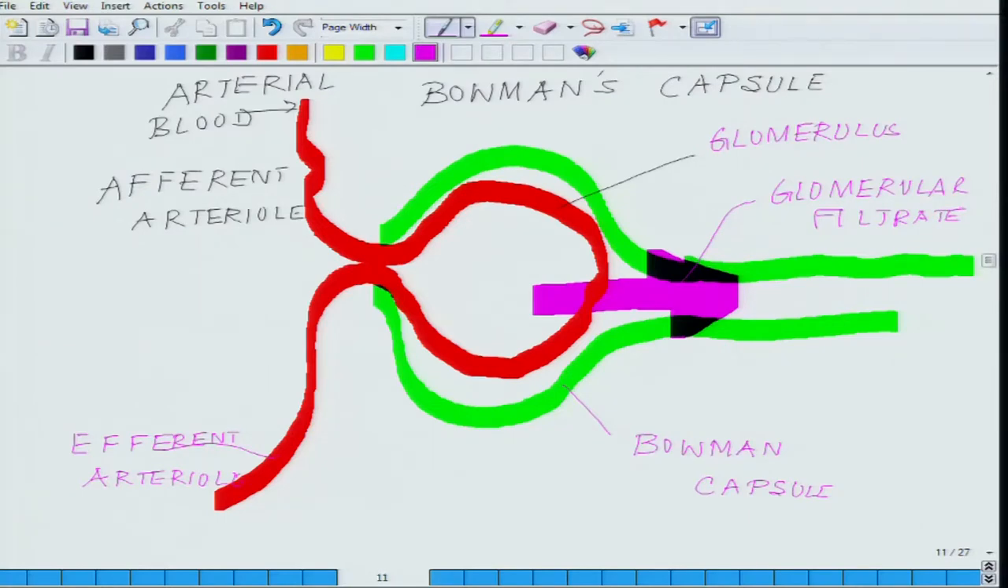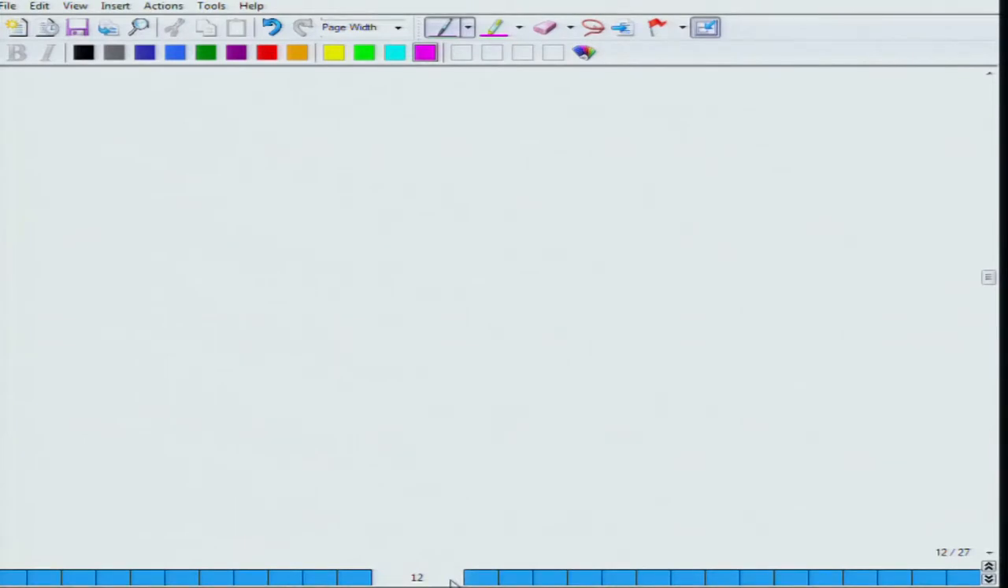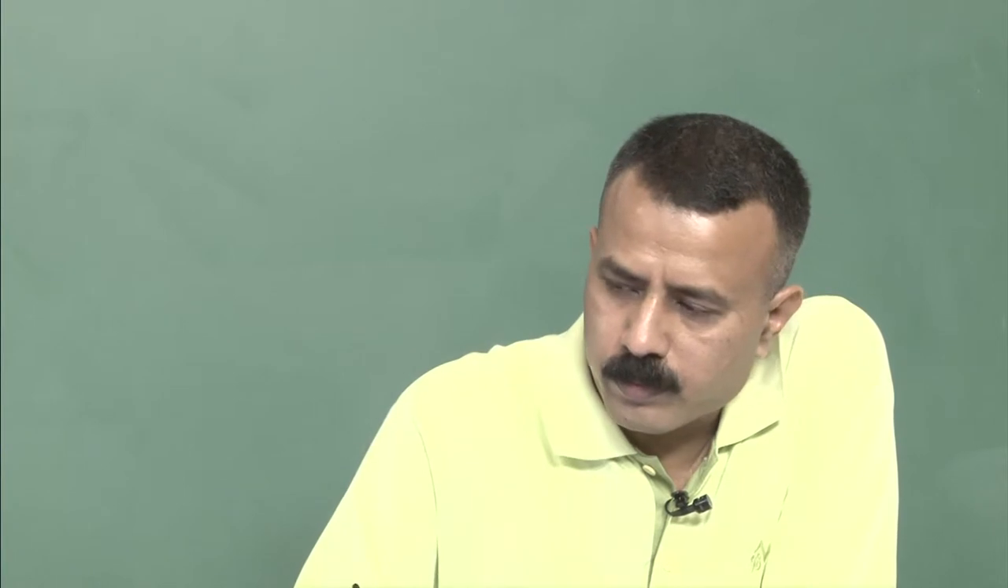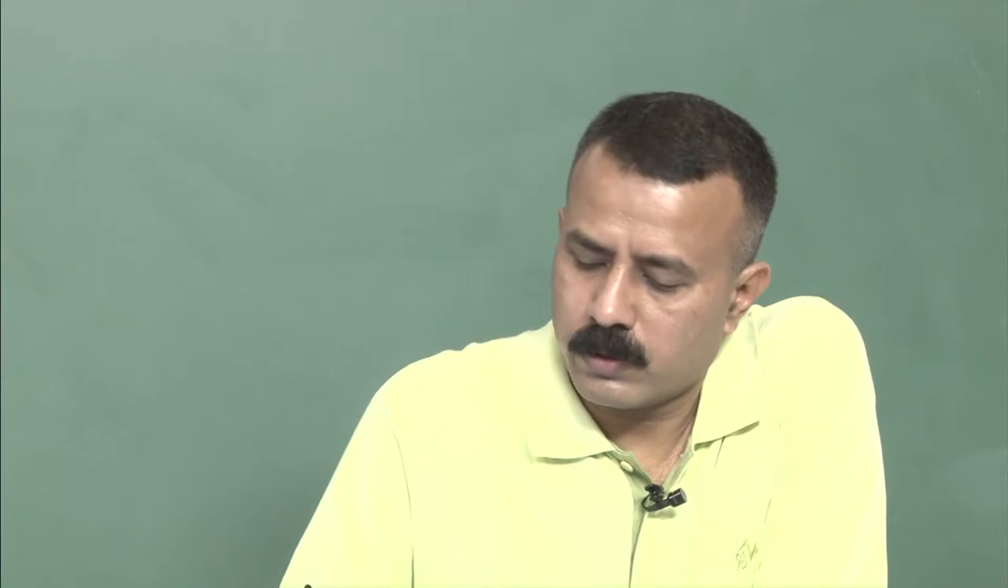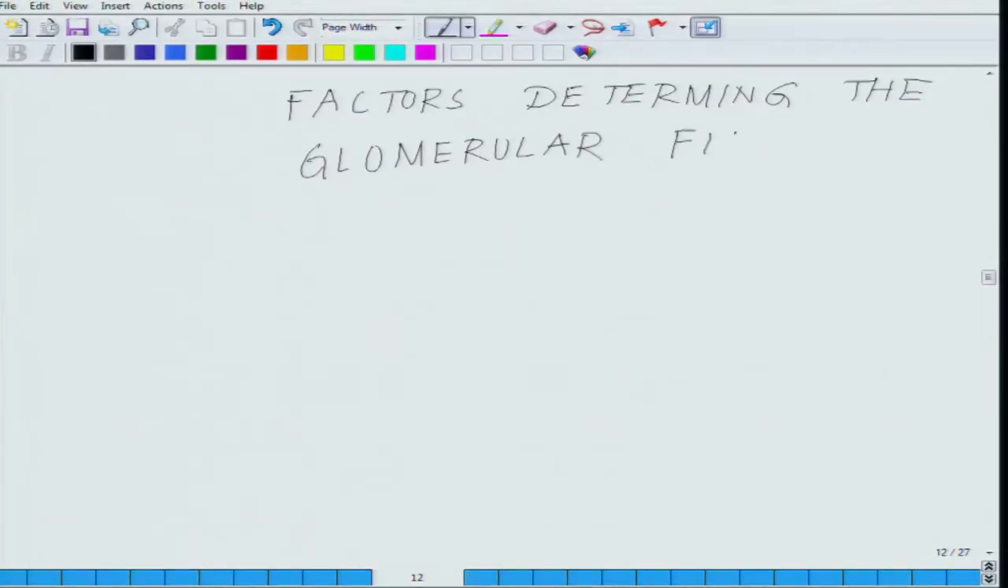After this basic understanding of the structure, I'll move on to the forces which are driving this whole filtration. As I mentioned in the beginning of the lecture, there are two major forces, hydrostatic forces and osmotic forces. Let's enumerate all of them and see the relation between them. So, what are the factors determining glomerular filtration?